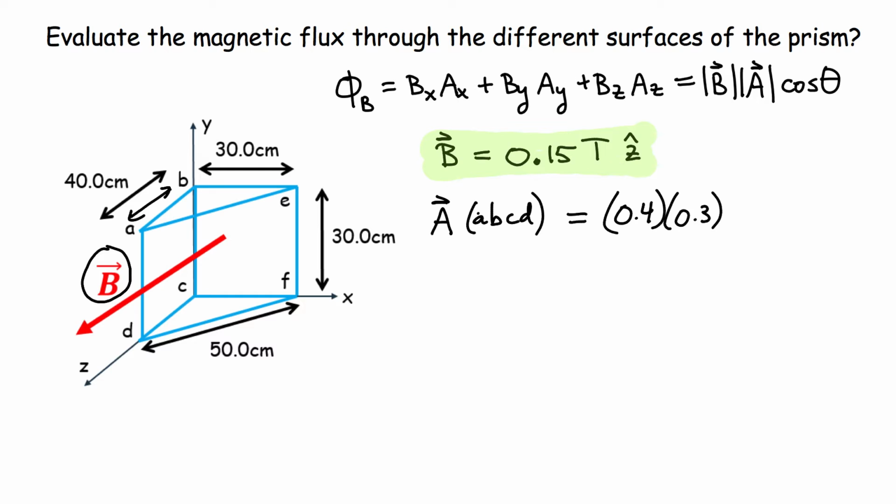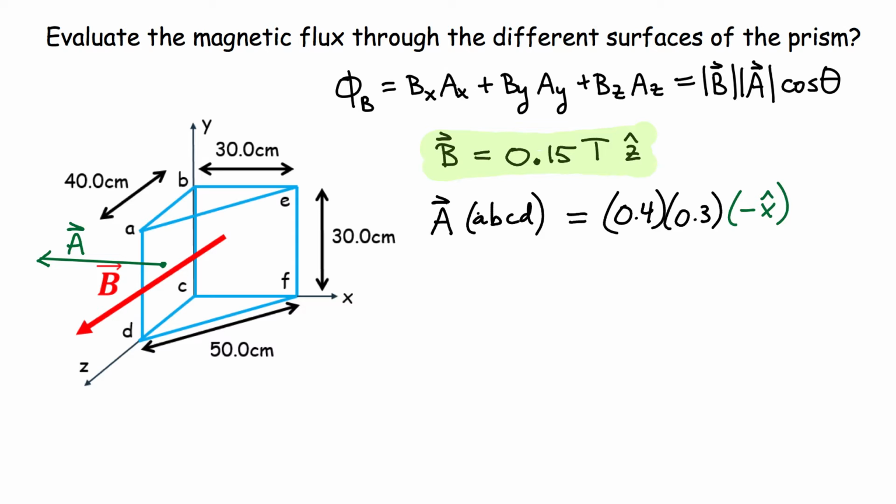Now how would you define the direction of the area given by this rectangle over here? To define the area, you simply take a vector that is perpendicular to the surface. So in this case, it would point in this direction here. This would be the direction of the area vector for the area delimited by the letters A, B, C, and D. So this vector A is pointing in the negative x direction, so I'm just going to write negative x.